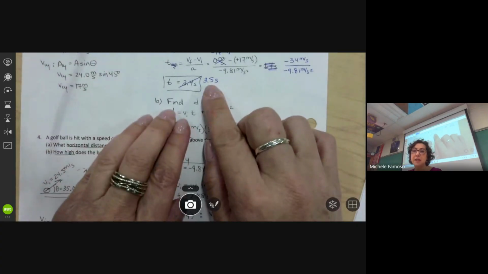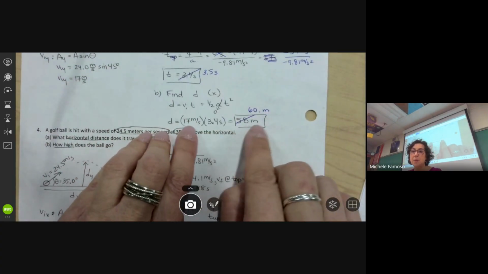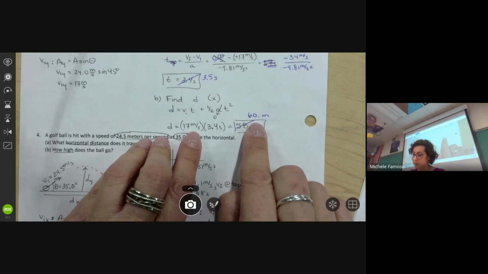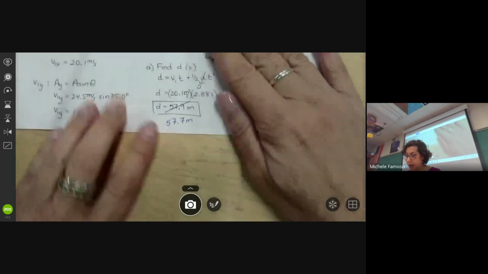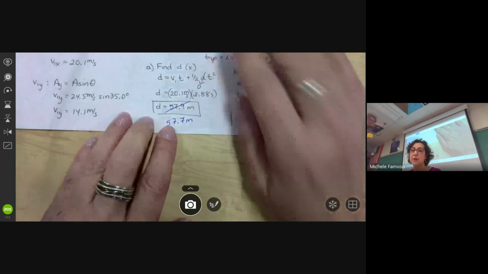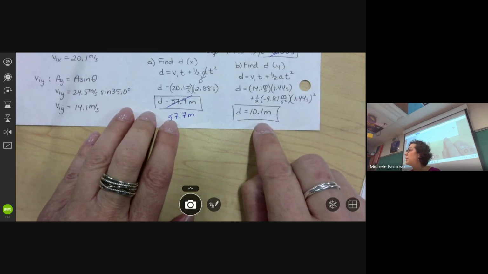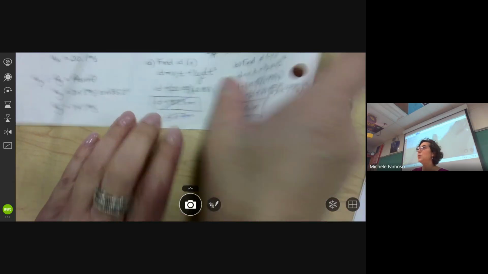The answer in number 3A is 3.5 seconds, and the answer in part B is 60 meters. Number 4, part A is 57.7 meters, and part B is 10.1 meters. Do you want me to go over any of those before I give you the quiz, please?